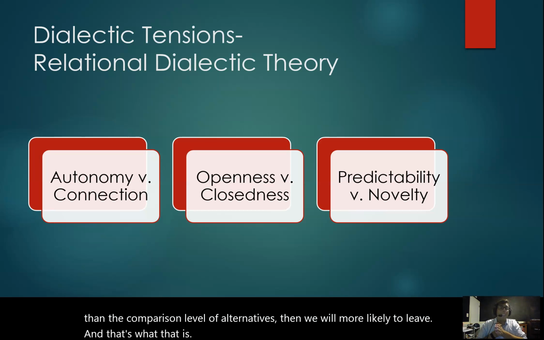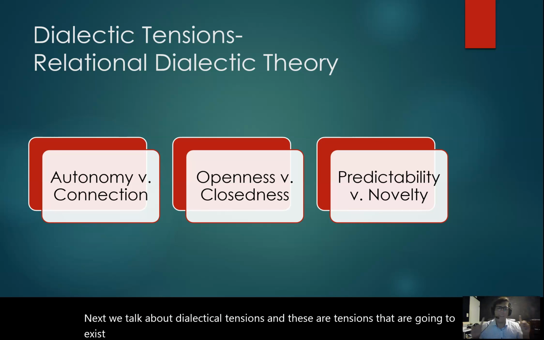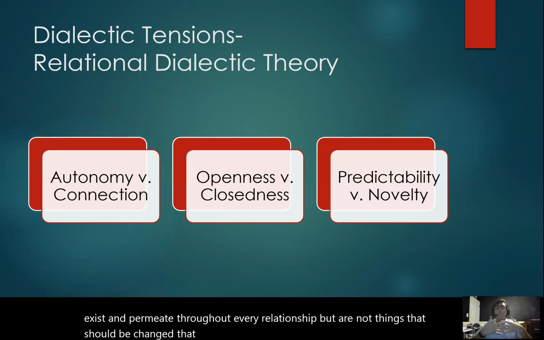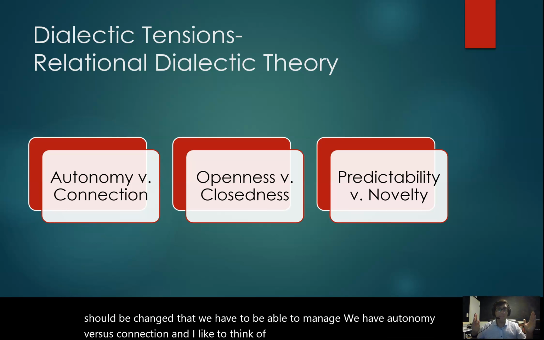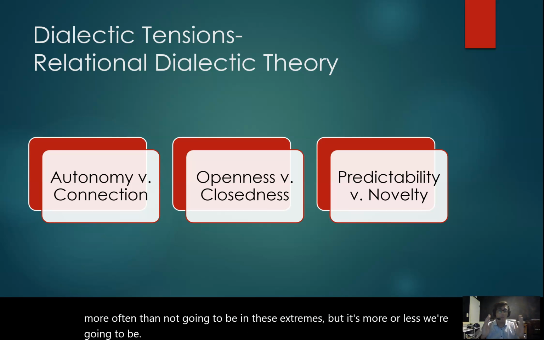Next, we talk about dialectical tensions. And these are tensions that are going to exist and permeate throughout every relationship, but are not things that should be changed, that we have to be able to manage. We have autonomy versus connection, and I like to think of these as the extremes. We are more often than not going to be gravitating toward one or the other side.